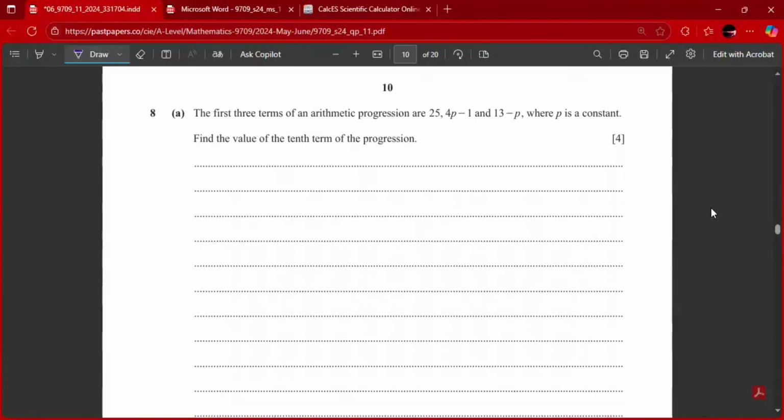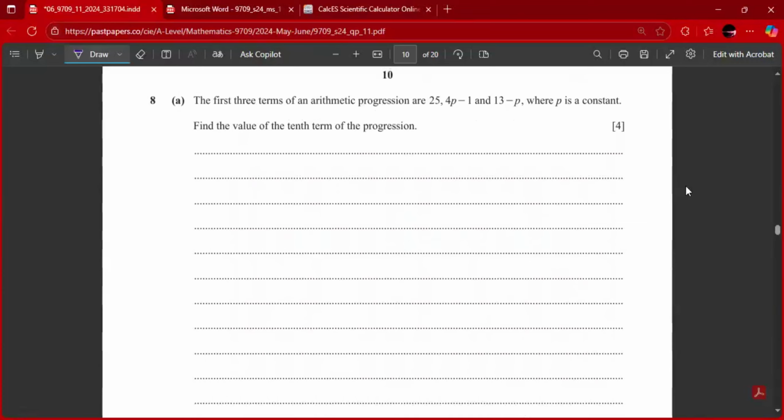Question 8. Few questions are left now. The first three terms of the arithmetic progression are given, and we need the 10th term. In an arithmetic progression, we have a famous understanding that the difference between two consecutive terms, like the first and the second term, is the same. The difference between adjacent terms is the same.